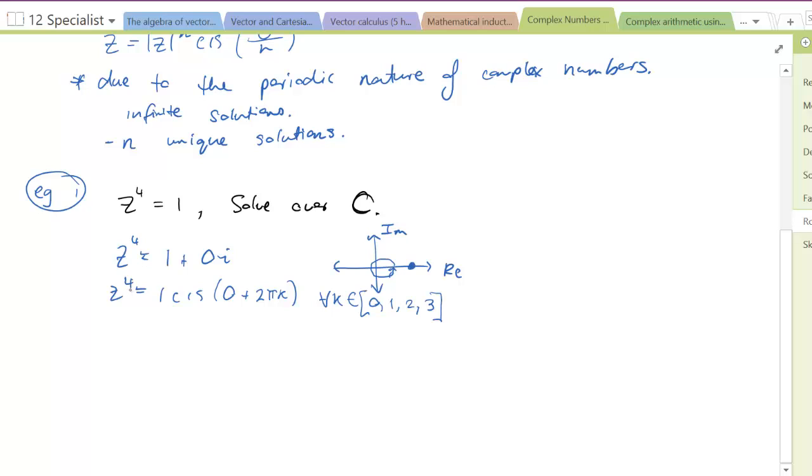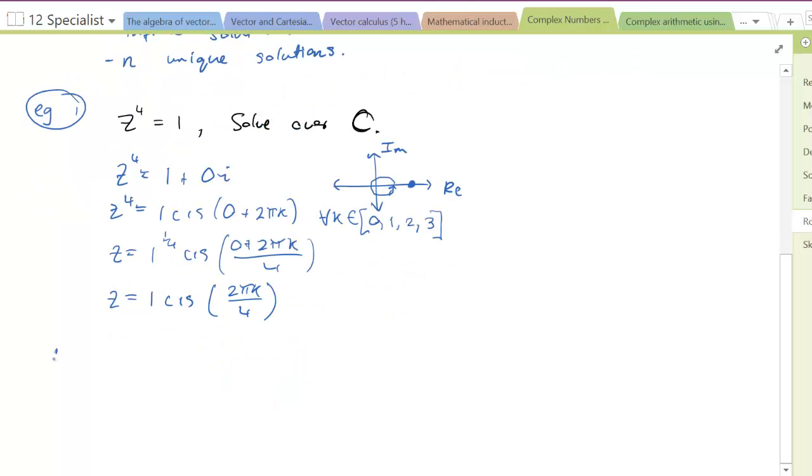Okay, so to undo this power of 4, we take to the power of 1 on 4, or the 4th root. So we get z is equal to 1 to the power of 1 on 4, and then cis of 0 plus 2 pi k over 4. That leaves us with z is equal to 1 cis 2 pi k on 4. Now, this is our solution. All we need to do is to sub in 0, 1, 2, and 3 to get our unique solutions.